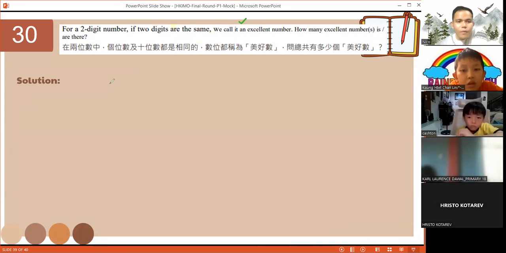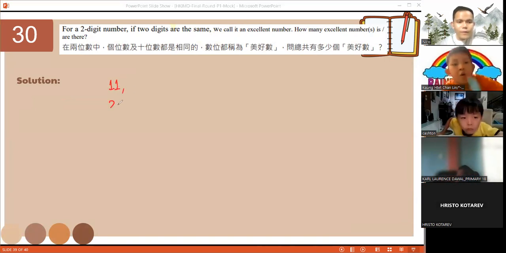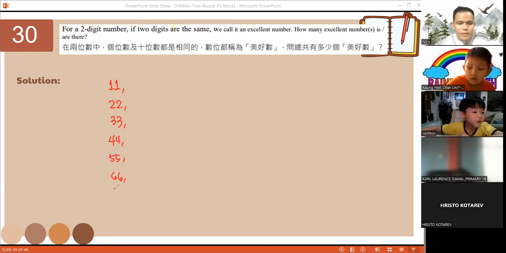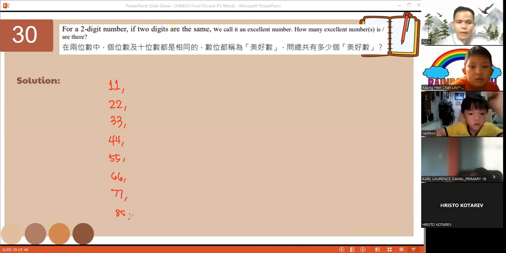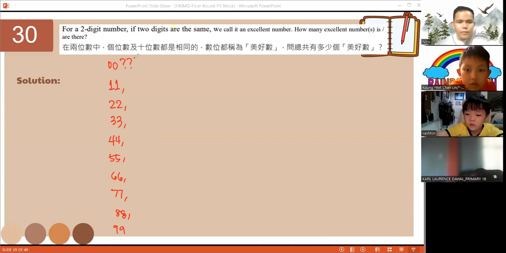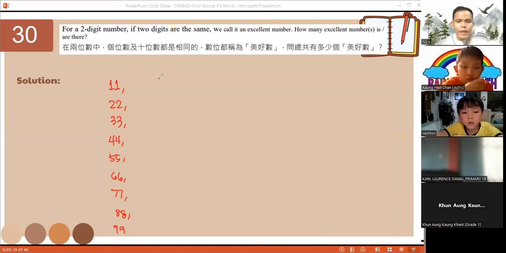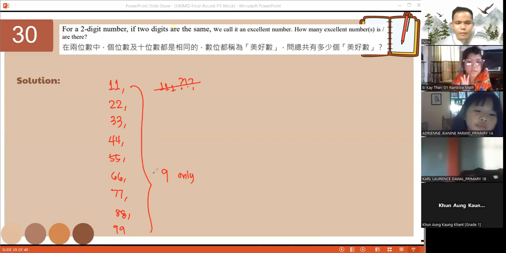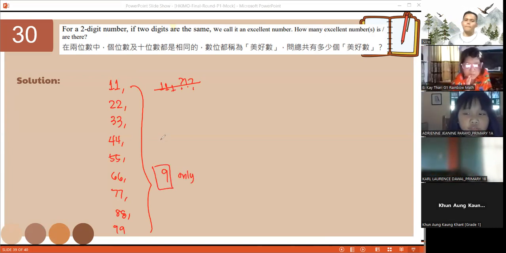So we have 1, 1, we have 2, 2, we have 3, 3, we have 4, 4, we have 5, 5, 6, 6, 7, 7, 8, 8, and 9, 9. Question, can we have 0, 0? No, because that is not a 2-digit number. Can we have 1, 1, 1? No, because it's a 3-digit number. How many are there? We have 9. Okay?